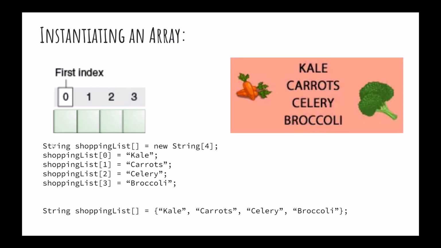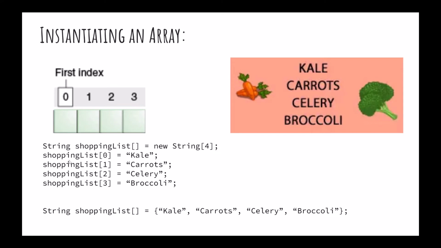So when we want to declare this, when we want to assign the 0th index a value, all we have to do is shopping list bracket 0 is equal to kale, right? So this value is going to be stored in the first index, which is the 0th index, right? So shopping list 1 is going to have carrots, right? That's going to be stored here. Shopping list 2 for celery is going to be stored here. Shopping list 3 is going to be stored in here for broccoli, right? We're going to have all this information inside there.